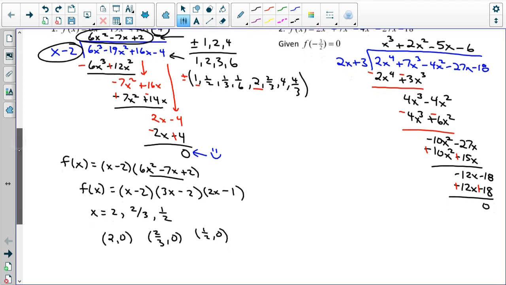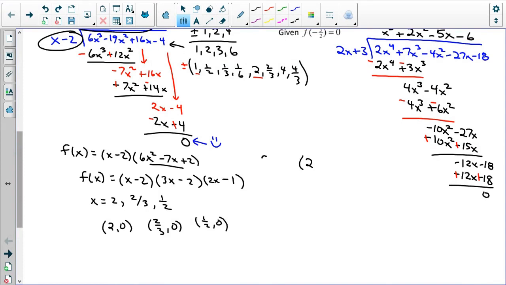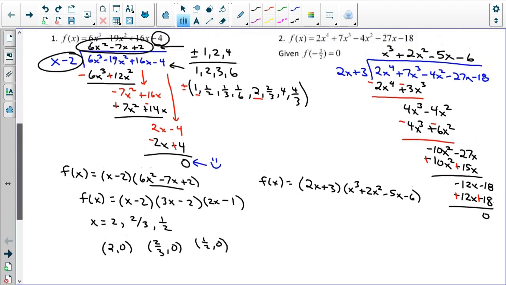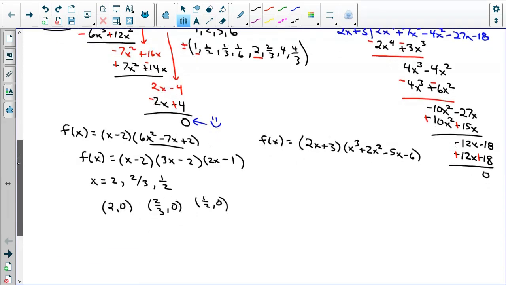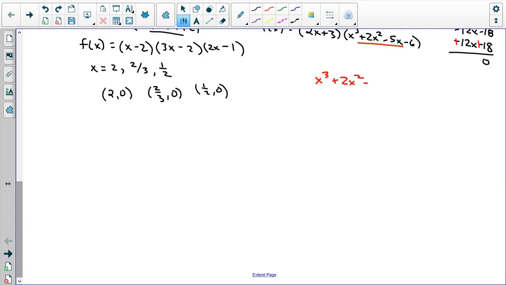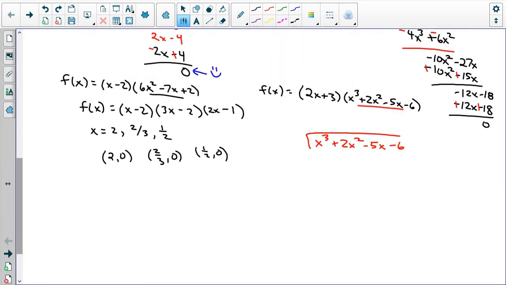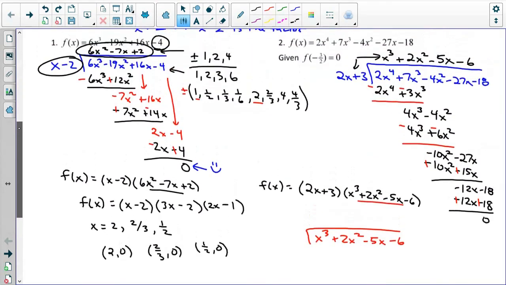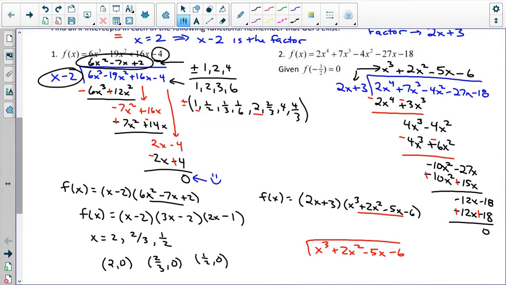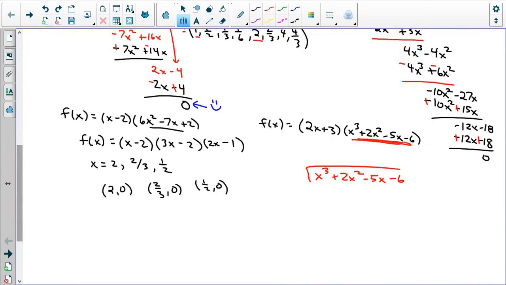So after all of that, I end up with f of x equaling 2x plus 3 times x cubed plus 2x squared minus 5x minus 6. Note again, I just take these two things and multiply them together. And I could do the rational root theorem again. If I look at the original problem, I could do it there, but I can right now do the rational root theorem on this.